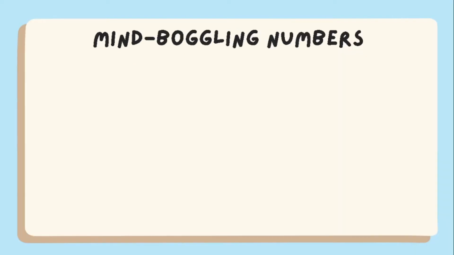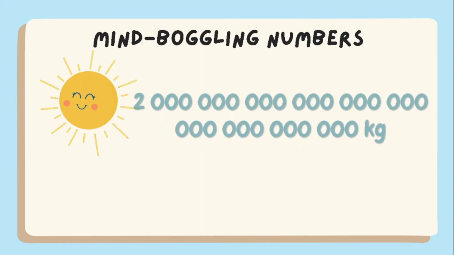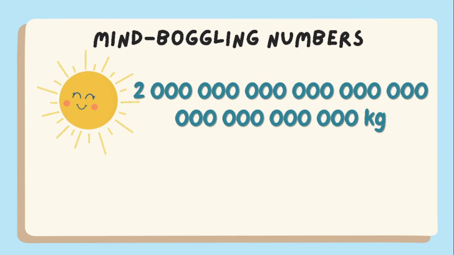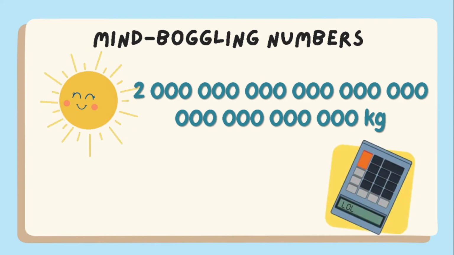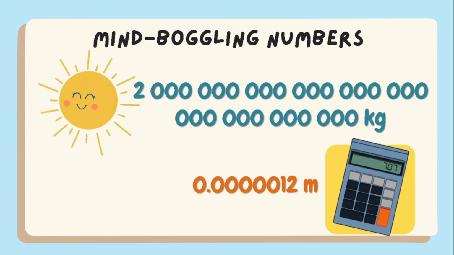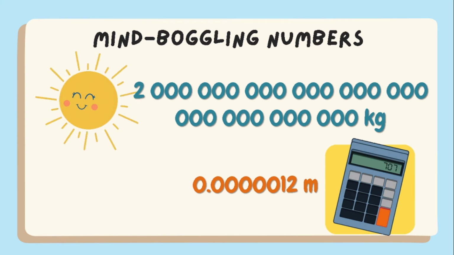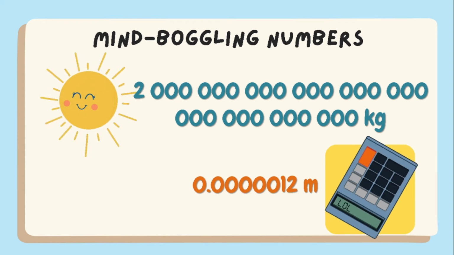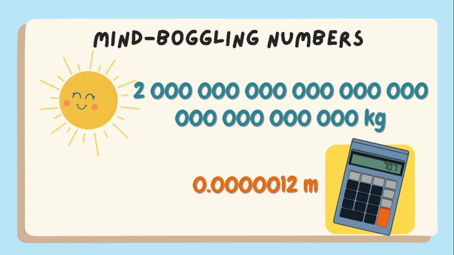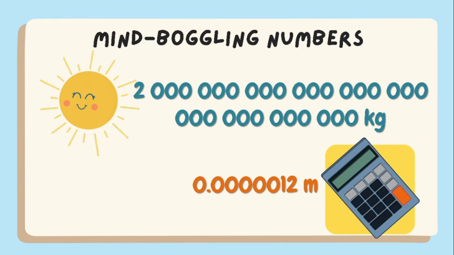Now take a look at these mind-boggling numbers. The Sun has a mass of about 2 nonillion kilograms. Can you imagine how heavy that is? Suppose the average weight of an adult is 60 kilograms. Would all people in the world weigh anywhere near the weight of the Sun? Another. The smallest calculator in the world was created in Switzerland. Its diameter is 0.000012 meter. Can you imagine how small that is? It is too small for your naked eye to see.